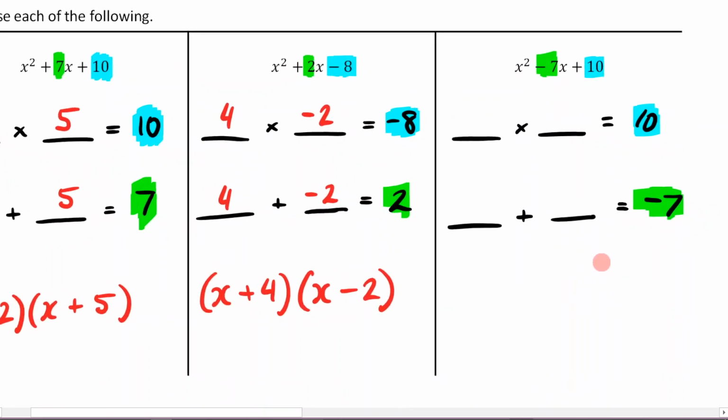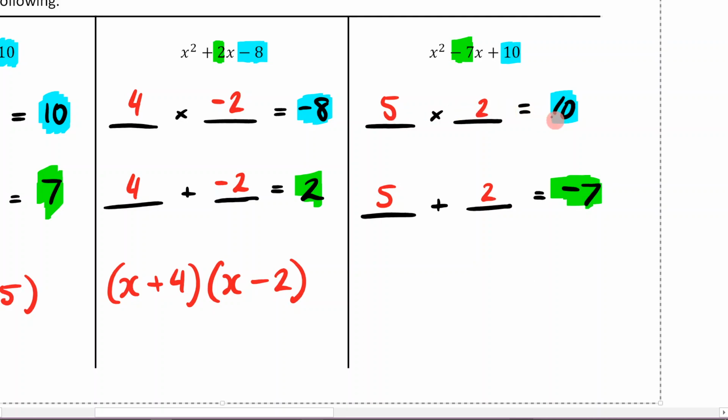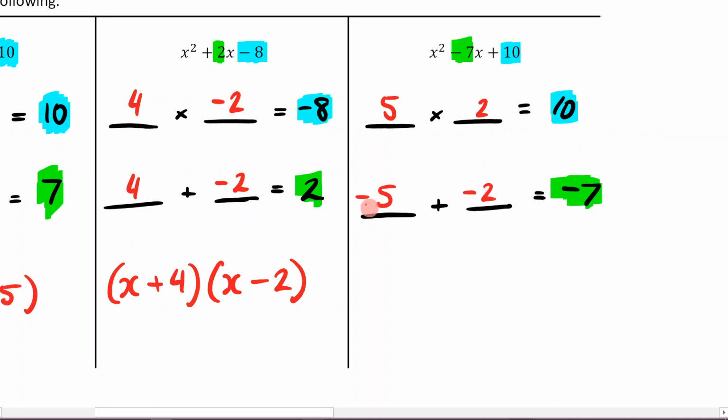Now this is an interesting example. I think you could pretty much tell just by looking at this that my answer is going to be 5 and 2, right? But again, I need to figure out what the sign has to be in order for this to make sense. So 5 times 2 is 10, good. 5 plus 2, well, I can get to 7, but I need to get negative 7. What you have to do here is make both of these negative. Negative 5 plus negative 2 is negative 7. Negative 5 times negative 2 is positive 10. So pretty tricky there. Two negatives make a positive, and this way we get that negative 7.